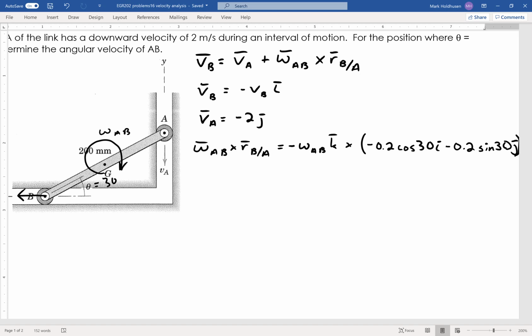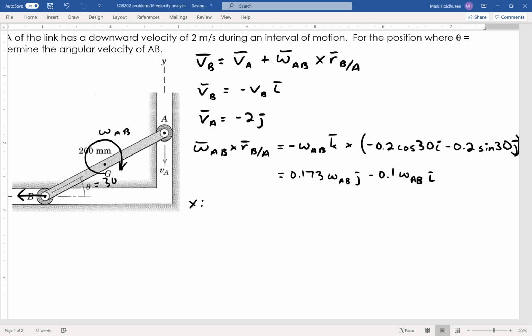When I do that cross product, plugging in the numbers, I get 0.173 omega AB in the j direction. That's again the negative k crossed with the negative i, and then minus 0.1 omega AB in the i direction. So now I've got each term written in Cartesian form. The thing is I've got an i equation and a j equation, so I'm going to write each of those and then solve for them.